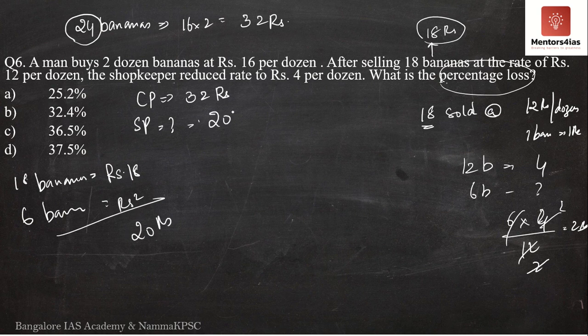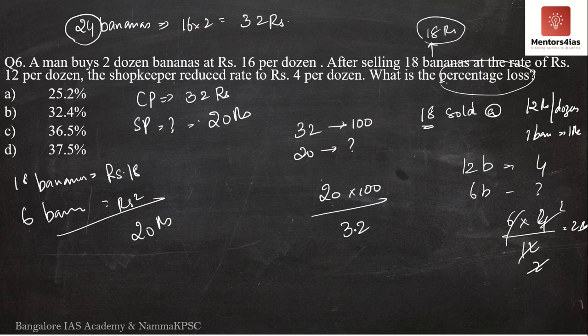Therefore, the selling price is 20 rupees. What do we need? We need the loss percentage. So what do we do? 32 rupees is 100%. Then what is 20? So 20 into 100 divided by 32.